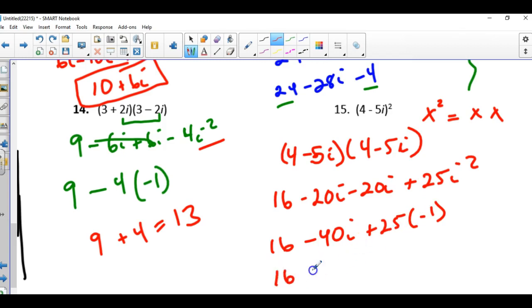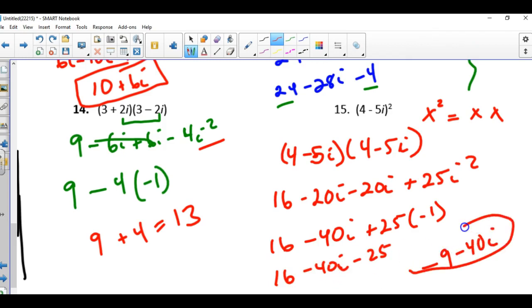So I have 16 minus 40i minus 25. Now, you do 16 minus 25 because those are the real parts. 16 minus 25 is negative 9. And you still have that minus 40i, which is your solution, okay?